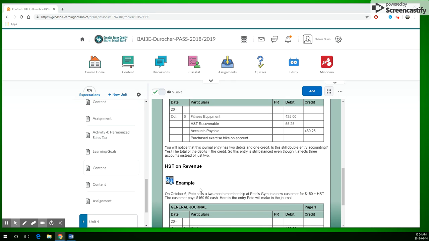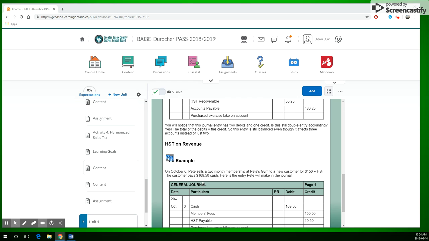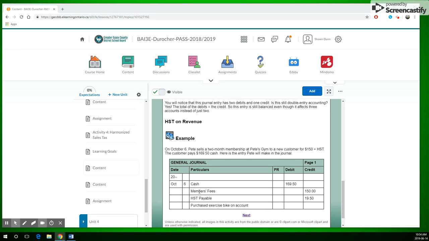Now, HST on revenue, things that you sell as the seller. Here you have on October 6th, Pete sells a 2-month membership for Pete's Gym. So the value of the membership was actually $150 plus HST. So the tax on that is going to be $19.50.